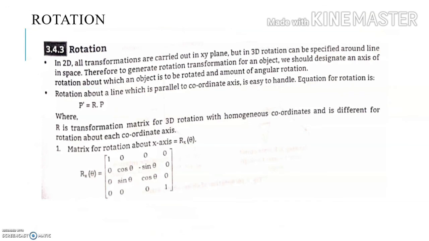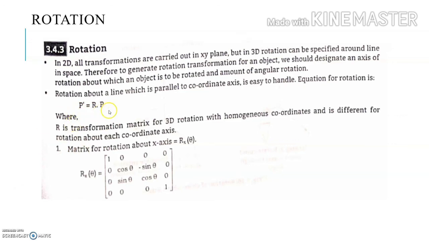Then third is rotation. In 2D, we have studied that all the transformations are carried out in the xy plane only. We have considered only the x and y axes. But in 3D, rotation can be specified around a line in space. To consider a rotation transformation for an object, we should consider x, y and z axes. The equation for rotation about a line which is parallel to a coordinate axis is easy to handle. The equation for rotation is P dash equals R dot P.